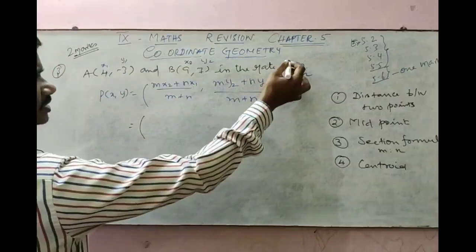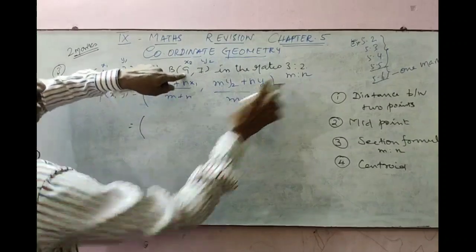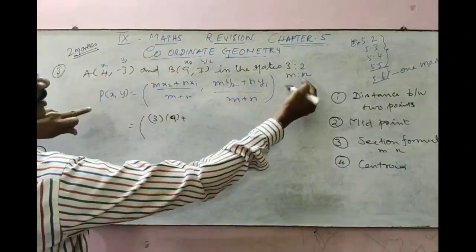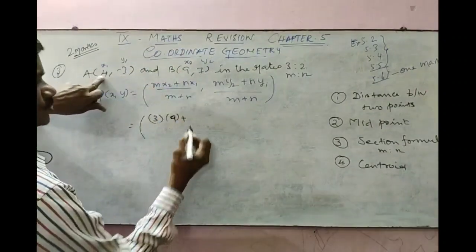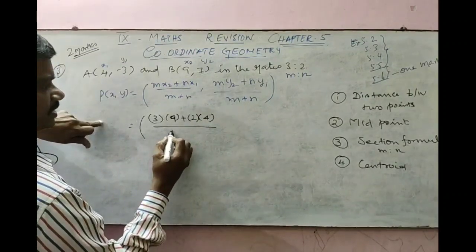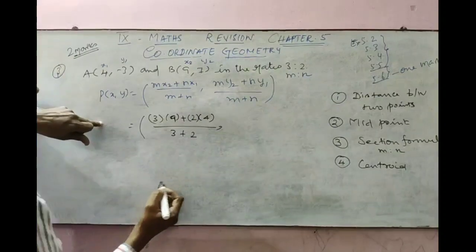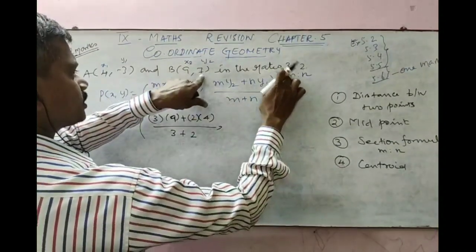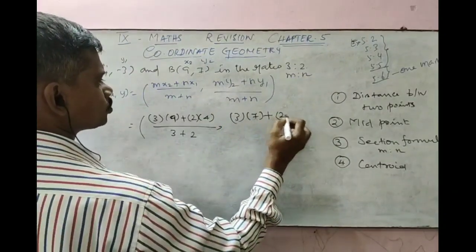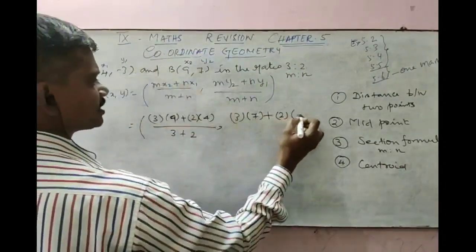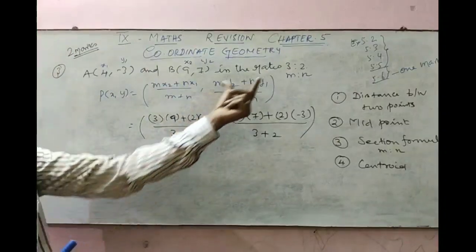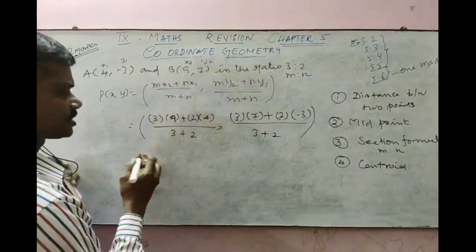M, what is m here? 3. 3 into x2, that is 9. 3 into 9 plus n. N is 2. 2 into x1, that is 4. 2 into 4 divided by m plus n, that is 3 plus 2 comma my2, that is 3 into y2, that is 7. 3 into 7 plus n is 2. 2 into y1, that is minus 3 whole divided by 3 plus 2. When you are substituting the values, be careful. Take the values correctly and substitute here.